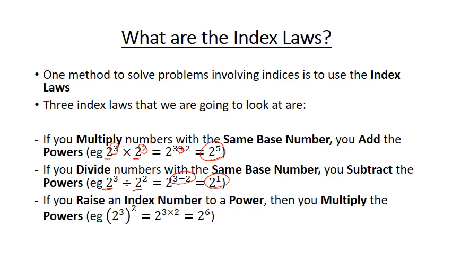The last power we're looking at is when you have a base number and an index all in brackets to another power. When you have that, we actually multiply the indices. So when you've got a base number and an index, and then a bracket to another index, so if there's a bracket separating the two indices, you multiply the indices, and that's where we get 2 to the power of 6.